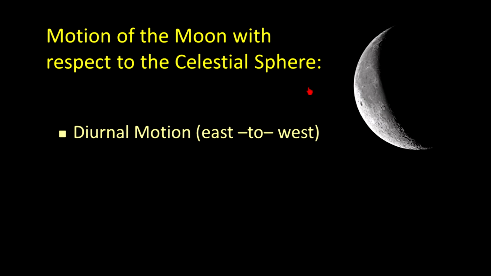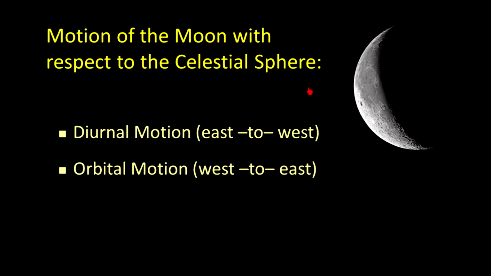However, the moon has its own orbital motion. And what this means is that if you were to go outside and find the moon against the background sky, you would notice that it is steadily working its way against the constellations.